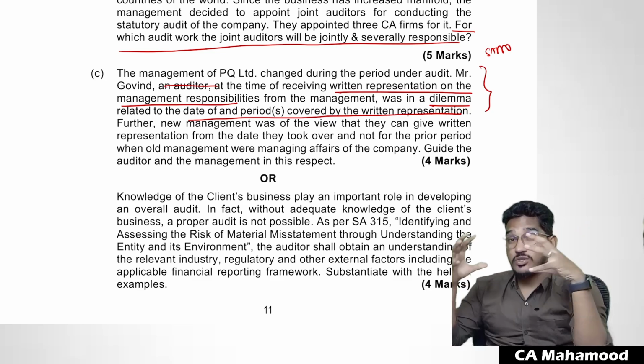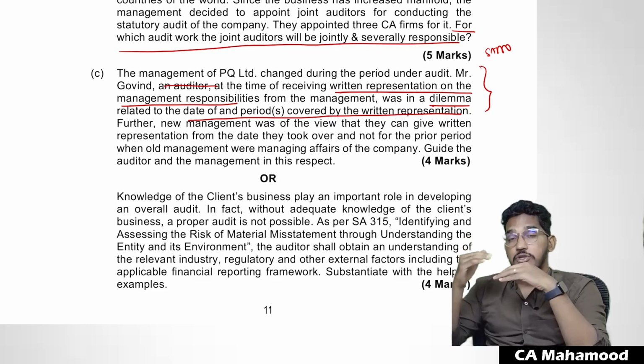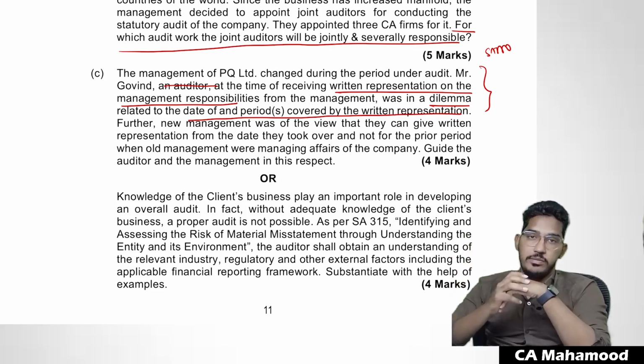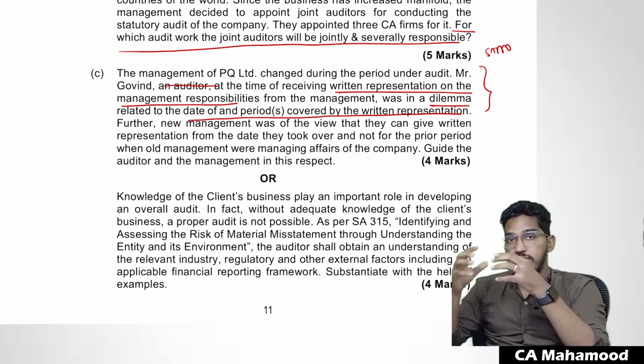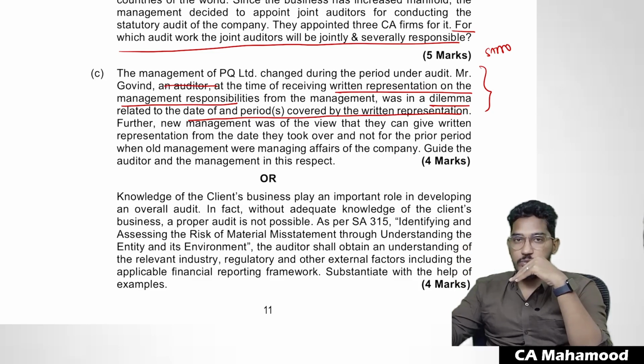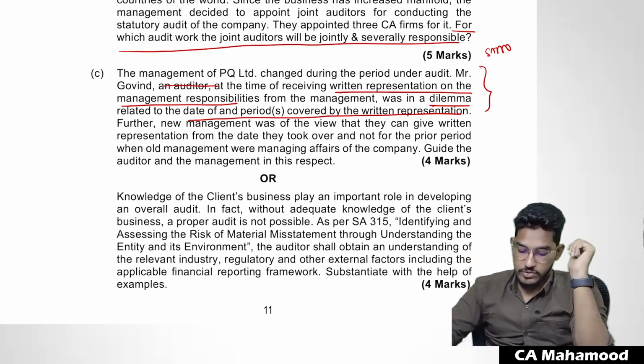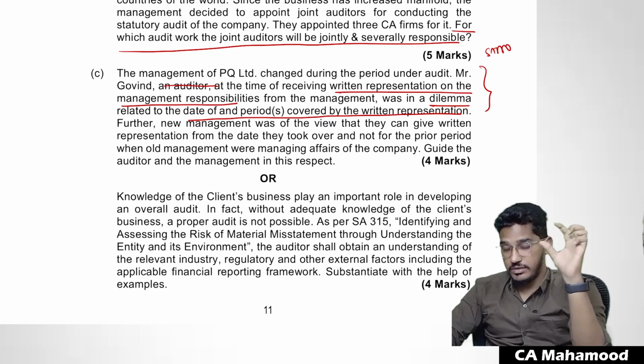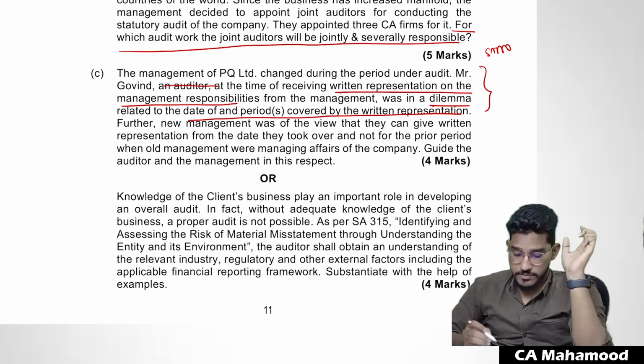The date should be as close as possible to the auditor's report, but it should never go beyond the date of the auditor's report. Why, what is the logic? Because written representations are also audit evidence. So you have to get the audit evidence, then only you can express your opinion. Reverse cannot happen. So that paragraph you have to write: date and period of written representation.